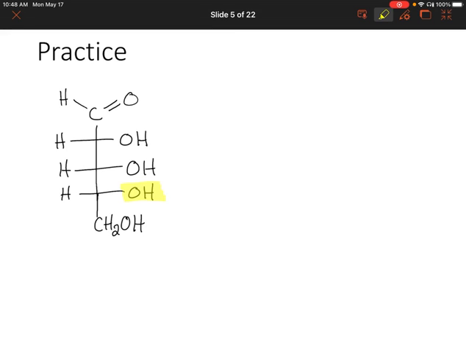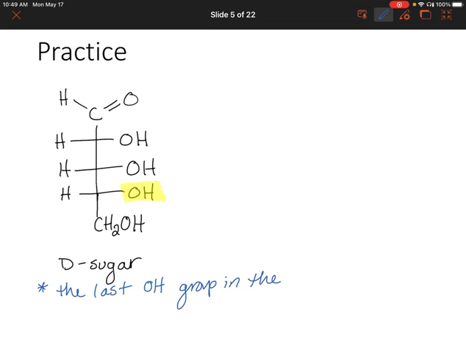So looking at this sugar, would this be a D sugar or an L sugar? Well, the last OH group is on the right, so this is a D sugar. And let's just make a note that we know it's a D sugar because the last OH group in the middle is on the right. So it's the last OH group on a chiral center, I should say.